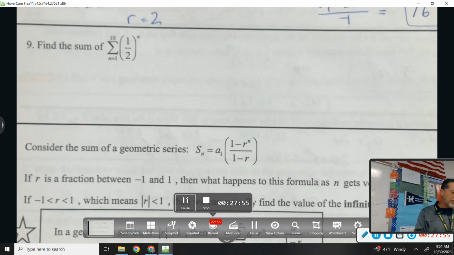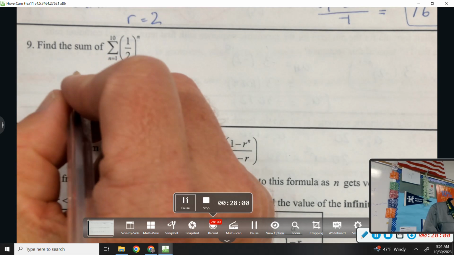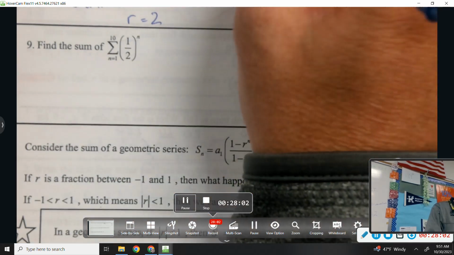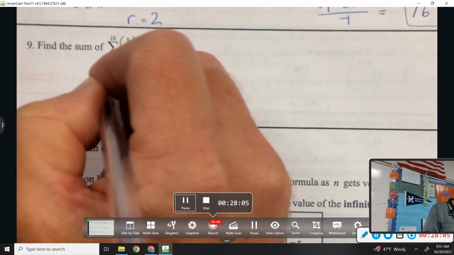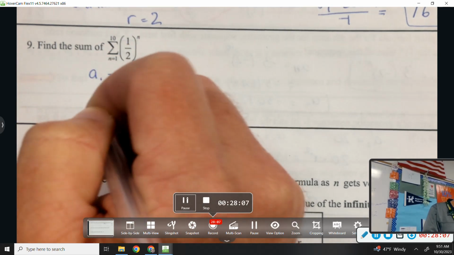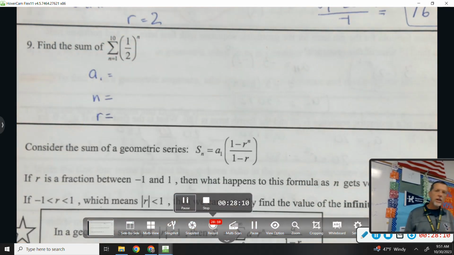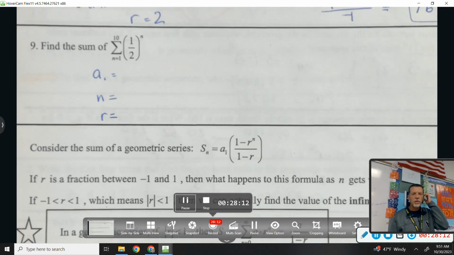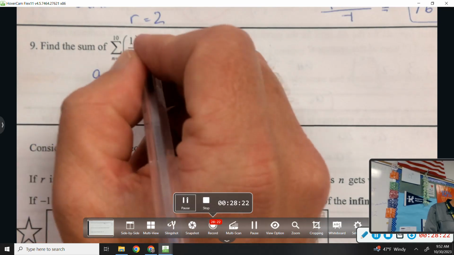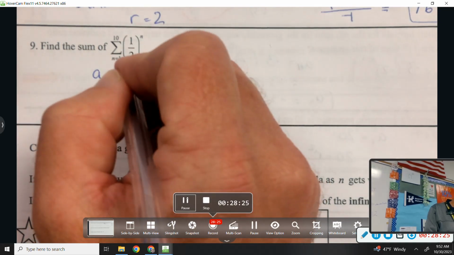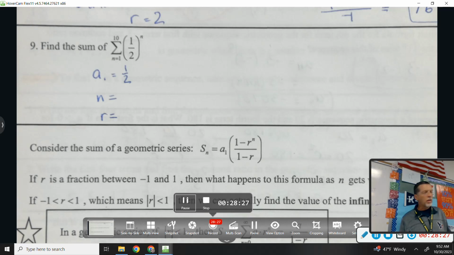Find the sum from 1 to 10 of 1/2 to the n. Okay, so same formula, which means I need the first term, and I need n, and I need r to use my formula. So what's the first term? Careful, this one doesn't have n minus 1 up there, it just has n. So a1, if I plug in the bottom number, I get 1/2.